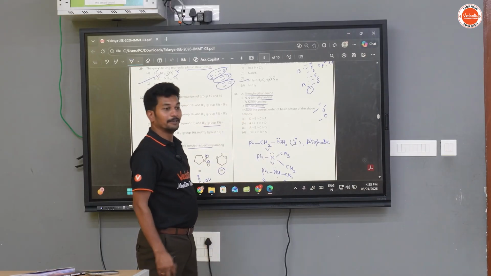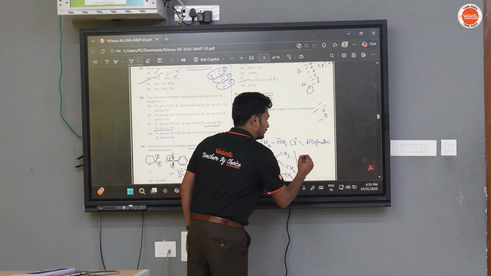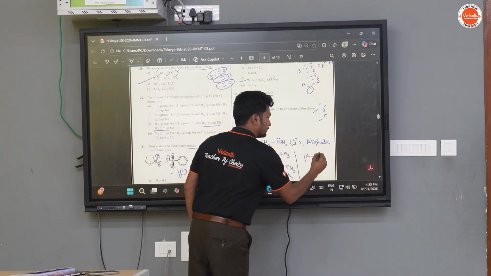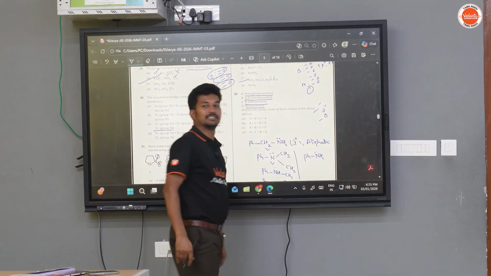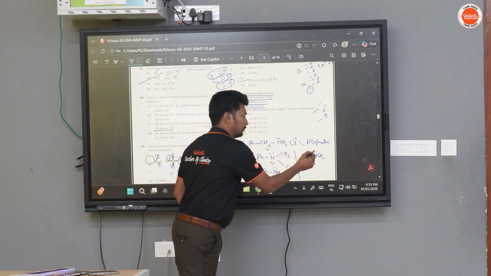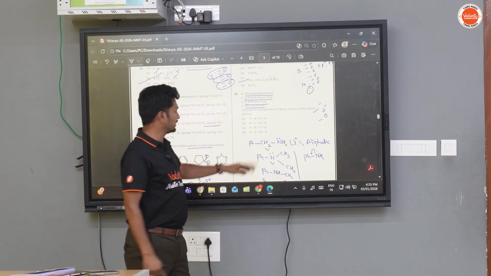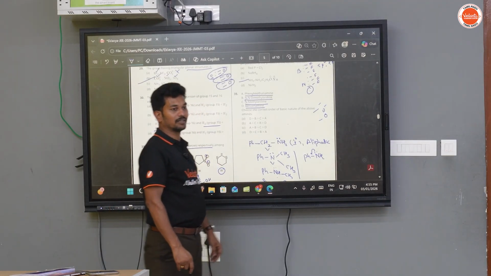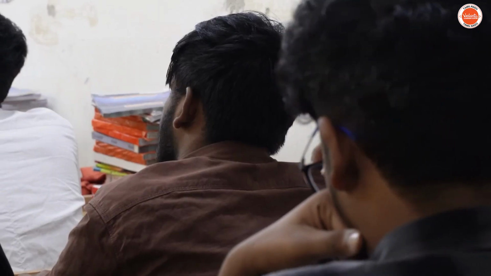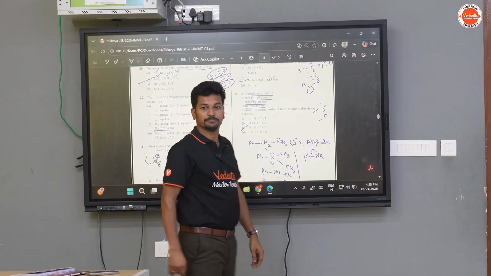Whatever the last one, benzenamine. This is a completely aromatic amine. That is benzenamine, nothing but aniline. It is not having any donating groups, only the phenyl group which withdraws the electrons through resonance. So what you can say now? Highest basic is what? First one, then second, then third, then fourth. What is the answer? Option C.